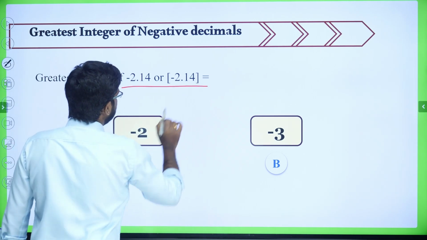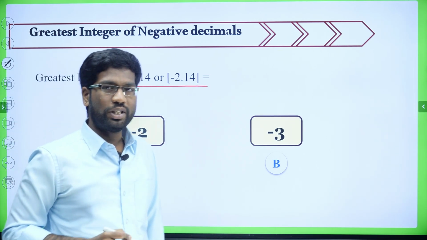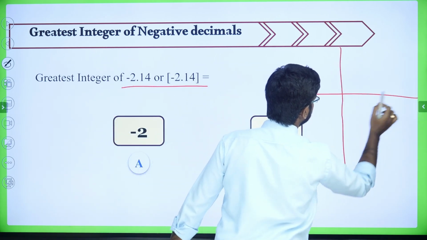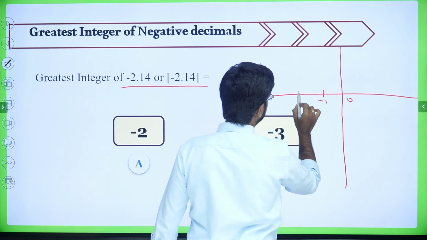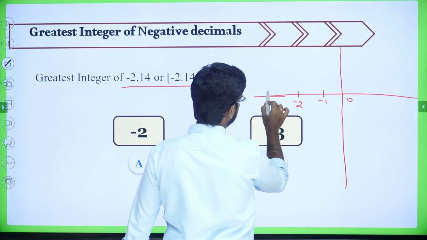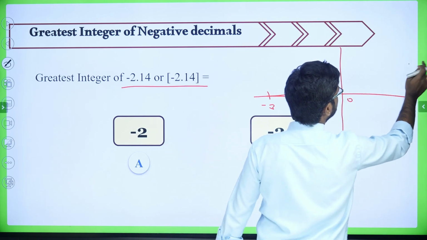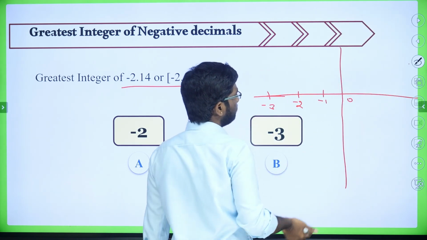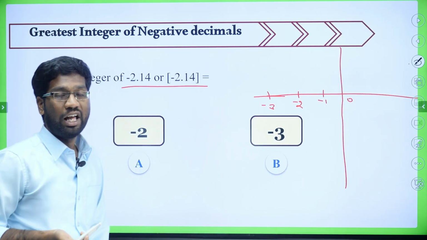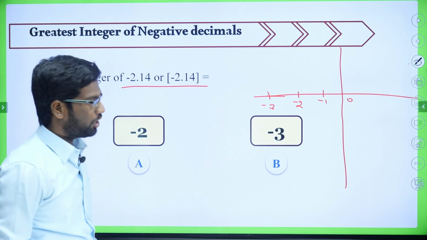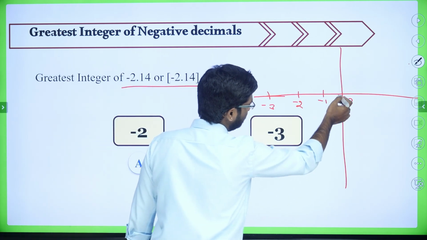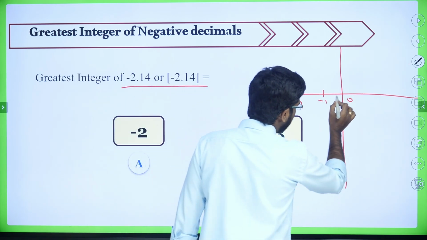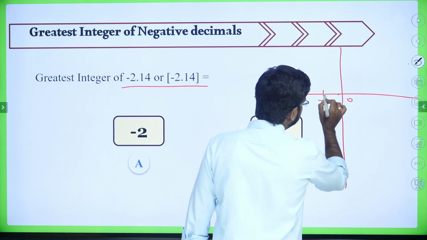Greatest integer of minus 2.14, my dear students. So now here comes our hero, negative. So here, my dear students, as I said before, we have to take the smaller value. On the negative side, compared to 0, minus 1 is a very, very smaller value. So if I take any values minus 0.